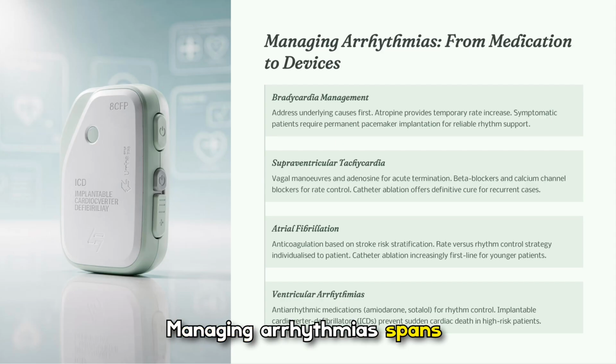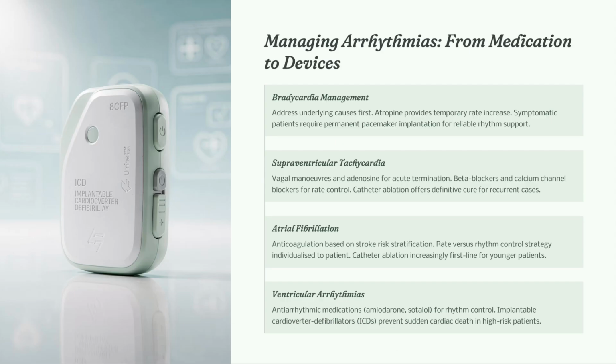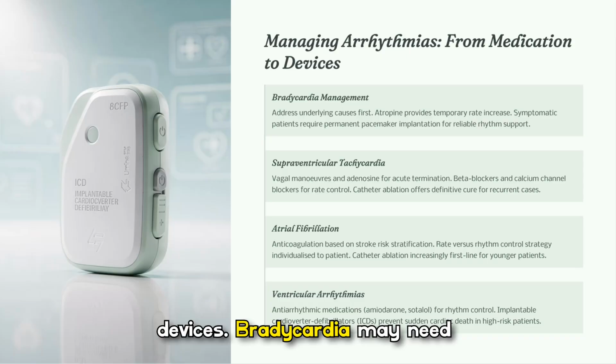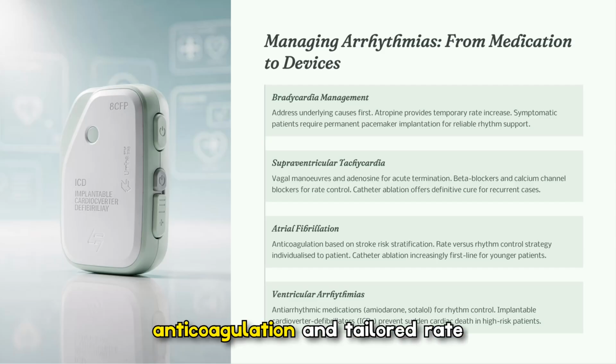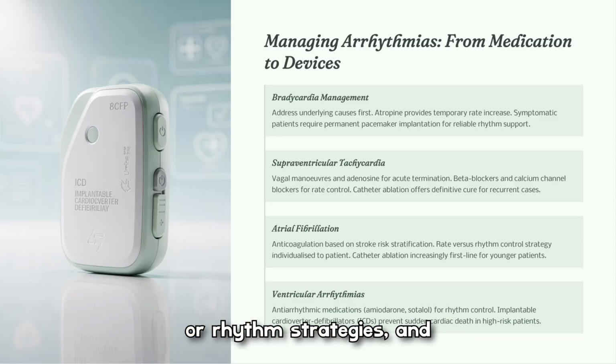Managing arrhythmias spans acute medications to long-term devices. Bradycardia may need temporary measures, then permanent pacing. Supraventricular tachycardia often responds to vagal maneuvers, drugs, or ablation. Atrial fibrillation requires anticoagulation and tailored rate or rhythm strategies. And ventricular arrhythmias may need antiarrhythmics or ICDs to prevent sudden death.